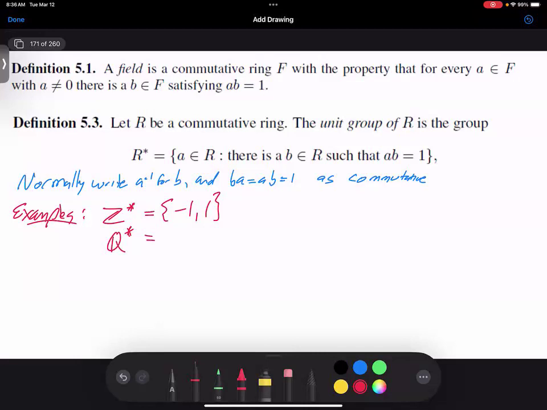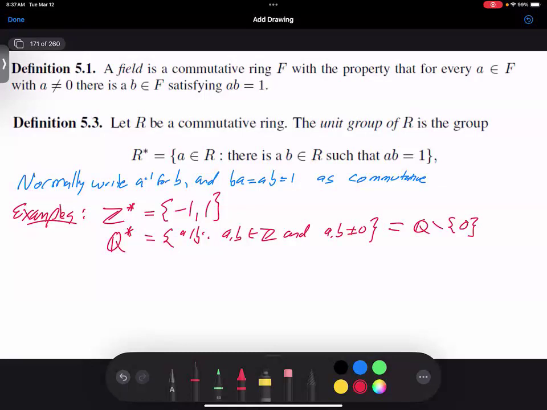So there's many ways to write it. You could write it as the set of all a over b, where a, b are in Z, and a, b do not equal 0. Or you could write it as Q minus 0. Similarly, we could look at the reals.